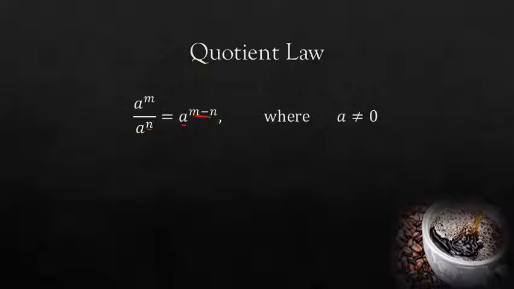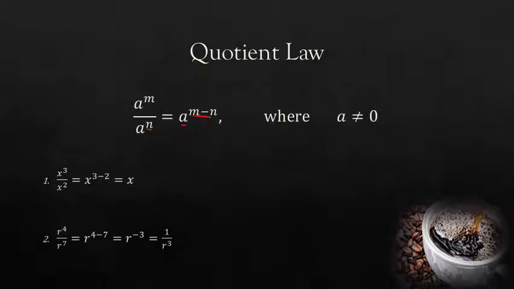So let's look at some examples. What will happen if we divide x cubed by x squared? So that is x to the power 3 minus 2. Of course 3 minus 2 is 1. So what we simply get is x.